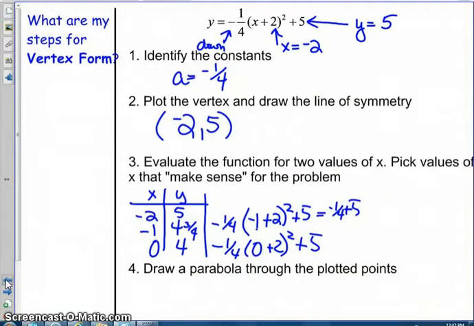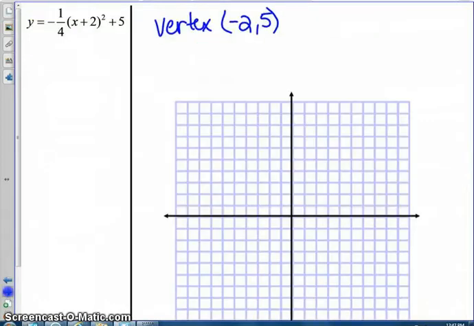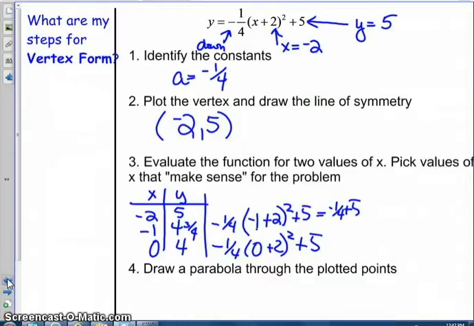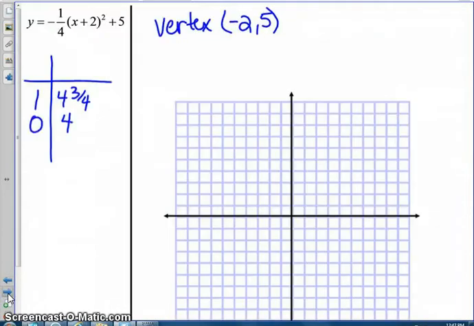So we have to plot the points 1 and 4 3/4 and 0 and 4. So let's do that. Let's see if I can remember in a minute there. Yep, 0 and 4. All right. So let's plot those points.